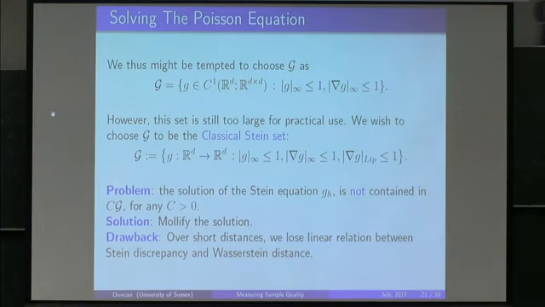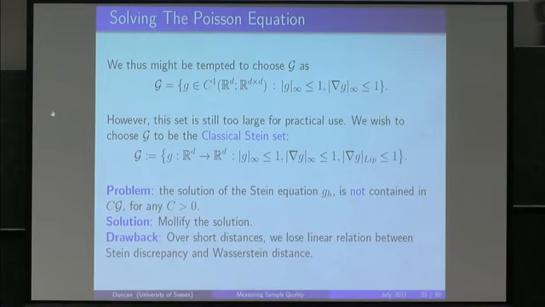So with that in mind, using the intuition from the classical Stein method, we might be tempted to choose this g here. So it's the set of functions g in C1 such that the L infinity bound is less or equal to 1 and the gradient is less or equal to 1. Sorry, this would work, right? But the problem is that there will be other problems later on with this particular choice.